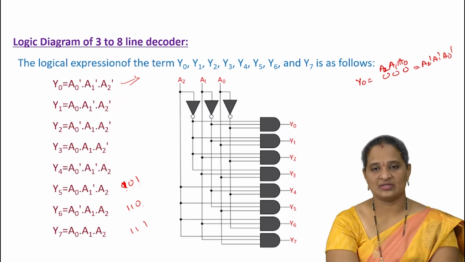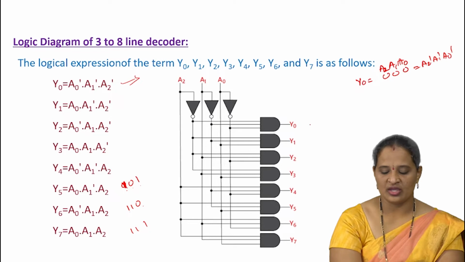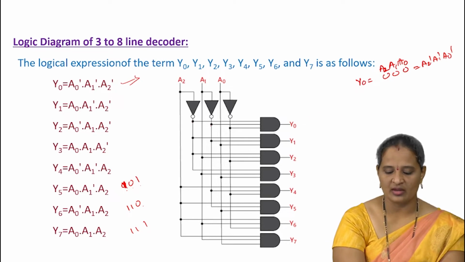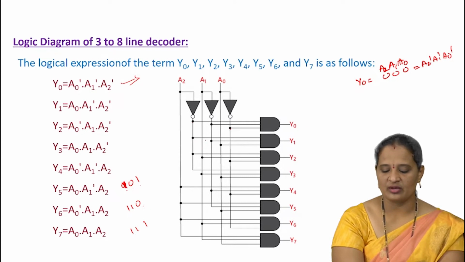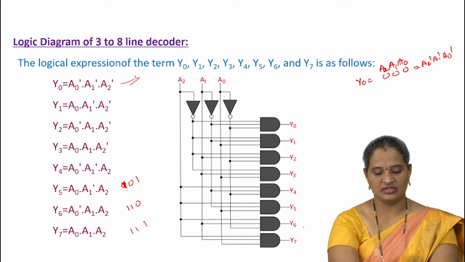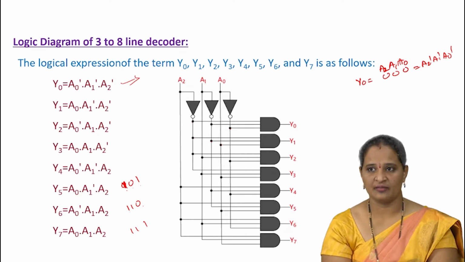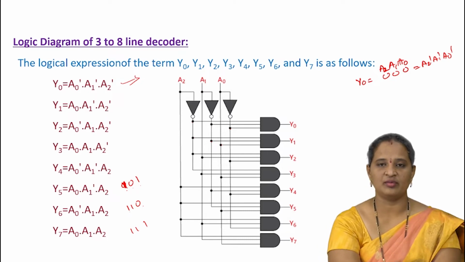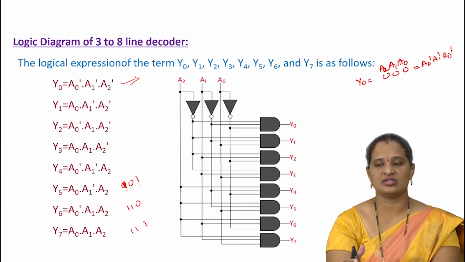This is a logic function based on this logical expression for all the outputs. So here Y0 is equal to A2 complement, A1 complement, A0 complement. This is the output. Now coming to Y1, it is A2 complement, A1 complement, A0. Similarly, we can draw the logic circuit based on this expression. I hope it is clear. Once you have the Boolean function, you can draw the logical diagram or logic circuit based on this Boolean expression.